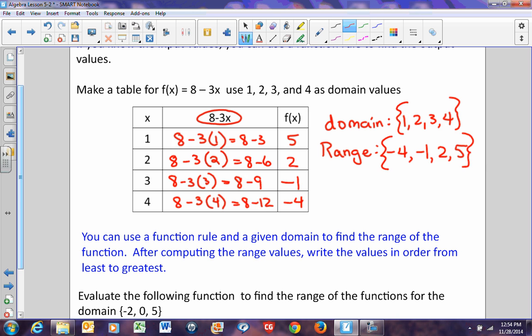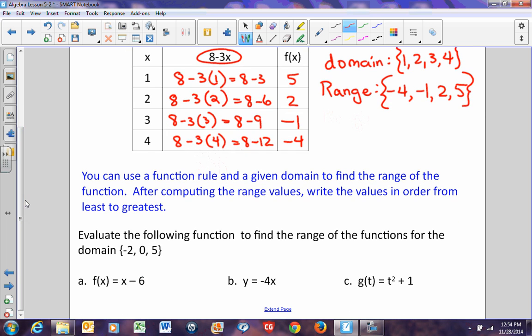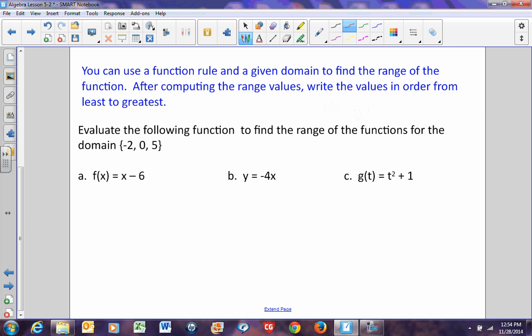All right, so here we have it below. It's going to ask us to evaluate the following function to find the range of the functions for the domain of negative 2, 0, and 5. So you could simply make a little table, just like the table we just finished. I have to make an x and y table. Leave a little space in the middle to do some work. I'm supposed to use these values, so negative 2, 0, and 5.